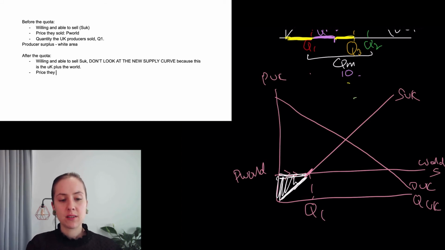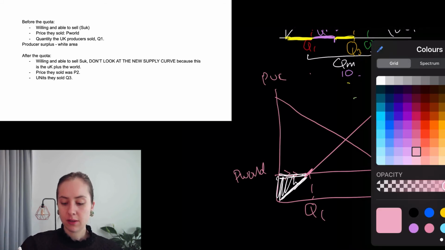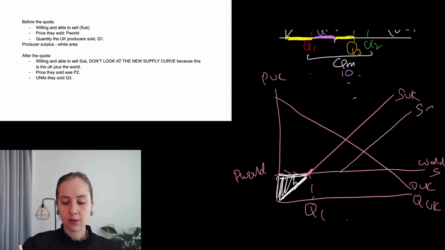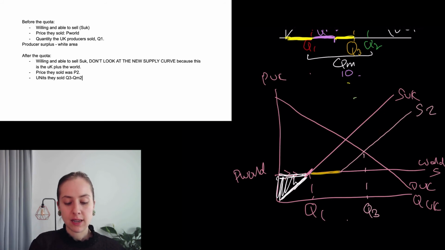Okay, and then the price they sold for was P2, and the units they sold was Q3. Let's refresh where all these things were. This was S2 that we're going to ignore, but we do need to find it to find the quantity that the UK sells. Remember, the UK sells Q3 because that's where the supply hits demand. But we need to minus the quantity of imports. The quantity of imports is this yellow Qm2, the difference between that.